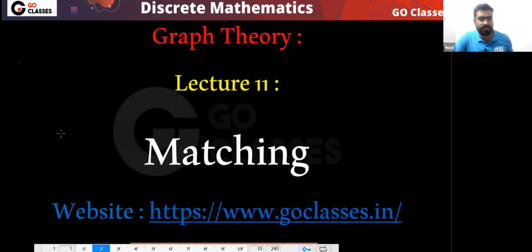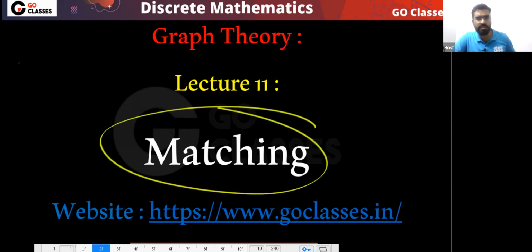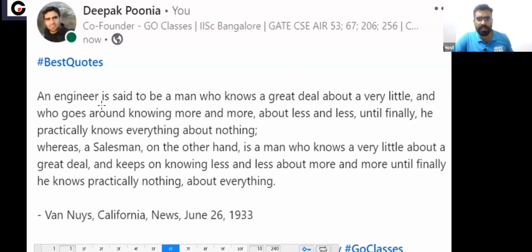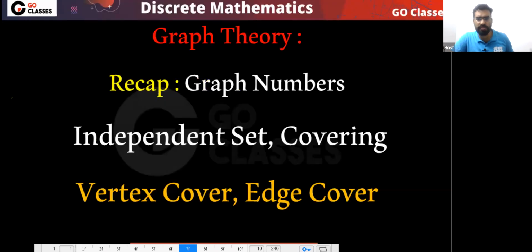So let's start. In this lecture we will study matching. But before we study this concept, let's do some questions. We have already seen independent set and covering. Covering means vertex cover, edge cover. These two things we have seen. And we have seen what is covering number. Can anyone tell me what is covering number?